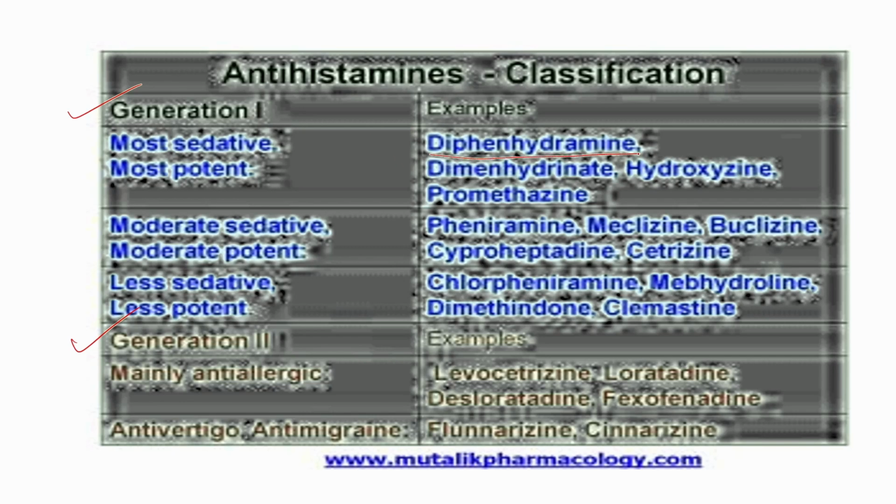Diphenhydramine is an example of generation 1. We can say this is most sedative. So generation 1, we can say they are sedating antihistamines, and generation 2 is non-sedating drugs, because generation 1 can cross the blood-brain barrier, so they are more sedating, but generation 2 does not cross the blood-brain barrier, so they are non-sedating drugs.